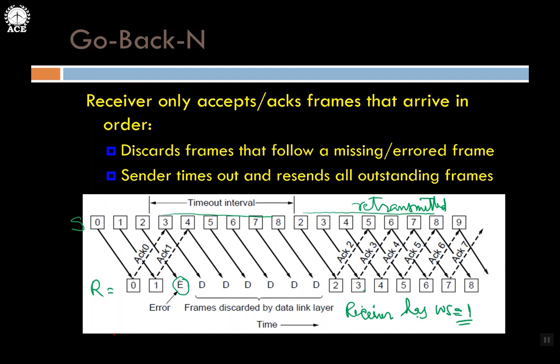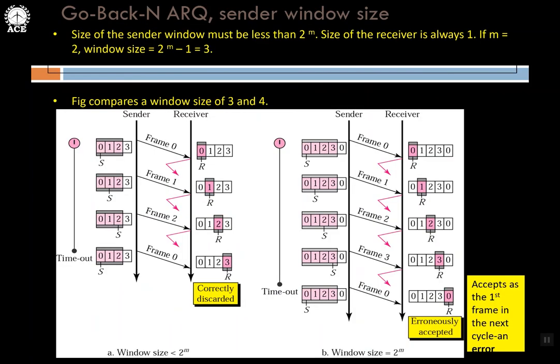What can be the maximum size of the sender window in Go-Back-N? To illustrate that, I give this example. Kindly understand what this scenario says. It's a very beautiful example taken from some source. The size of the sender window must be less than 2 power m, where m is the number of bits in the sequence number.